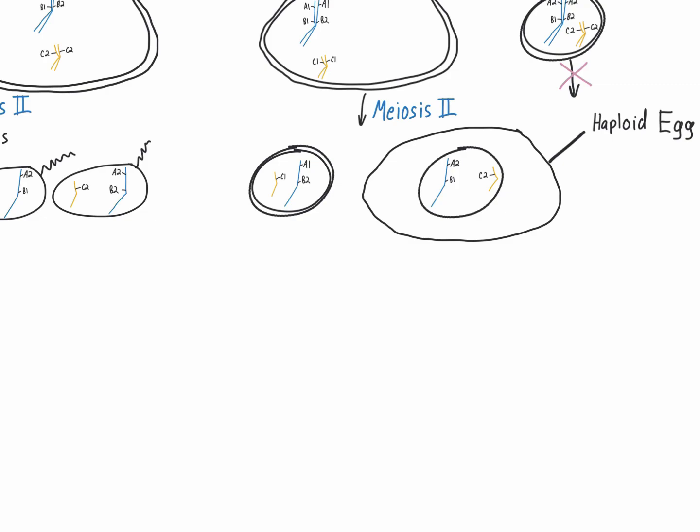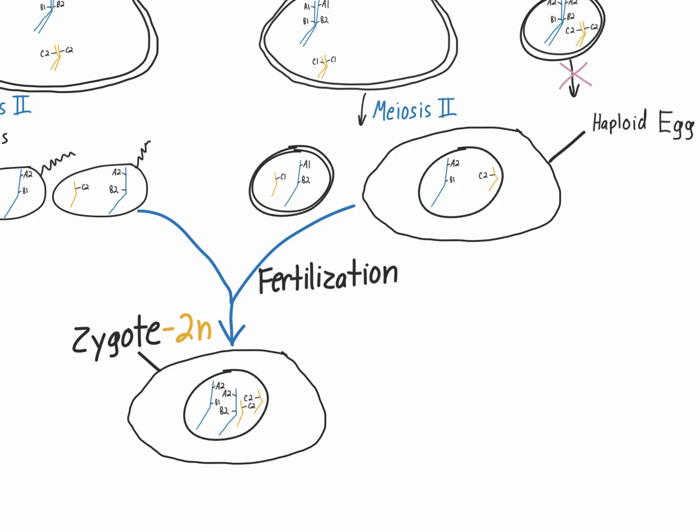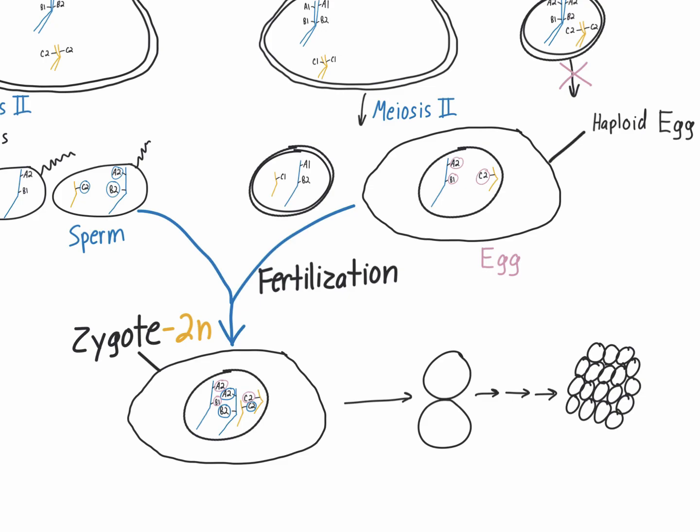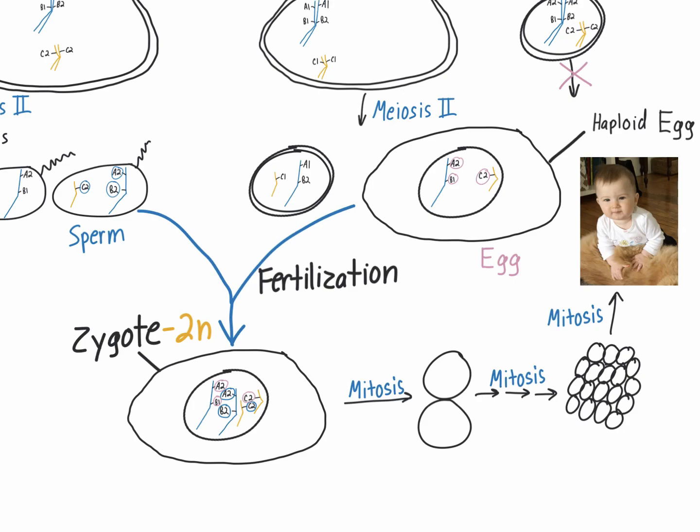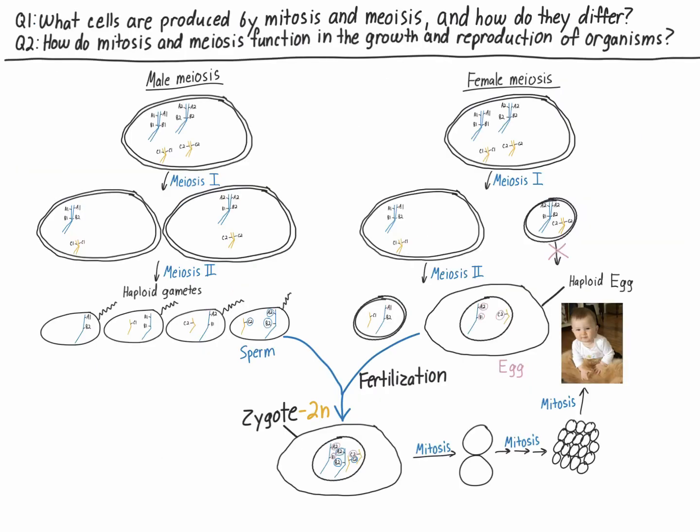As we mentioned before, the sperm and egg fuse during fertilization to form the diploid zygote, which gets 1 allele of each gene from the sperm and 1 allele of each gene from the egg. That single-celled zygote replicates over and over by mitosis to produce the multicellular organism. So we can see that meiosis, fertilization, and mitosis are all needed to produce the offspring.